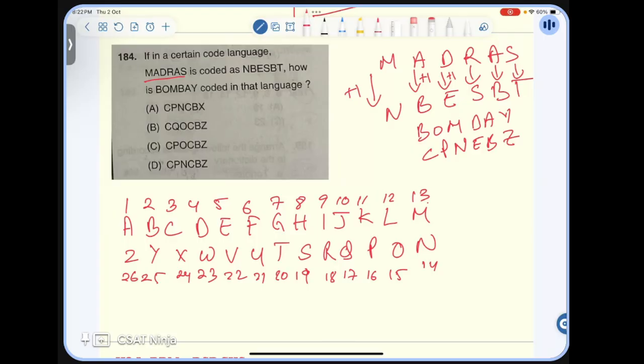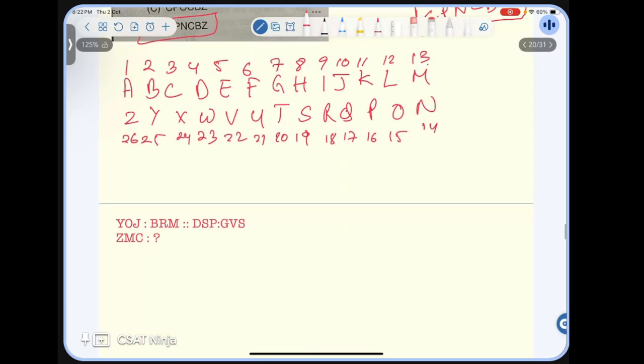I think the options were wrong, I guess, in this case, because I'm getting C, P, and E there. So most probably the options were wrong here, according to the coding. B, O, and B. Oh, this is P, yes. I'm confused with my handwriting. So here, this is C here. So the answer is this one. That's how bad my handwriting is. Yeah, let's go to next now.